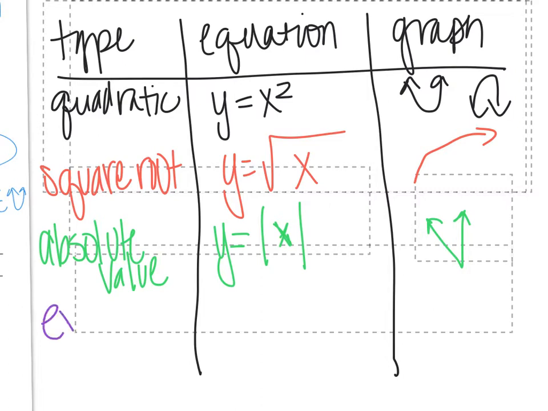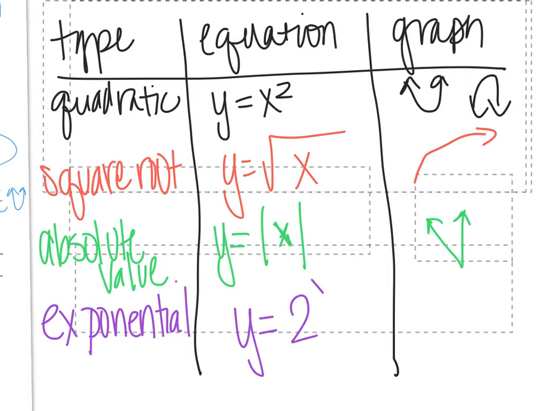We could also have an exponential graph, or an exponential equation. Exponential is going to be y equals maybe 2 to the x. Notice, because it is exponential, notice this word right here, exponent. X is the exponent in exponential. That's where this comes from. And its graph is going to look like this. It's going to be kind of like half a parabola.